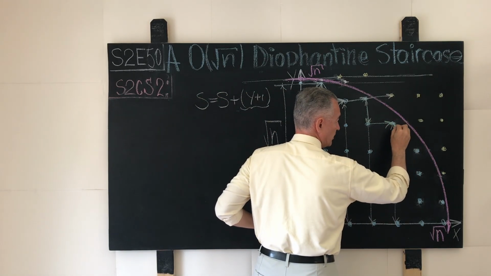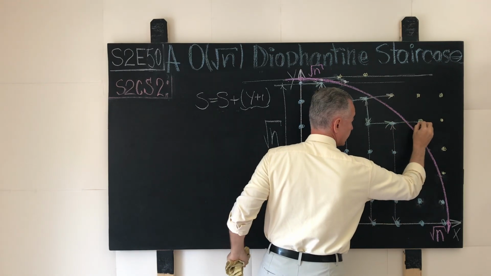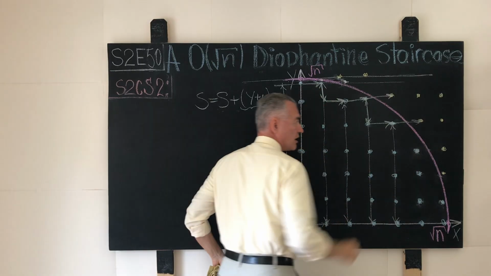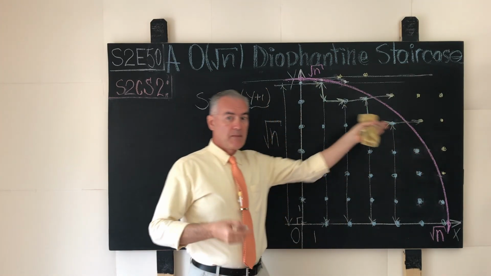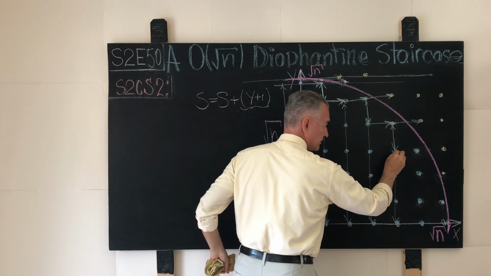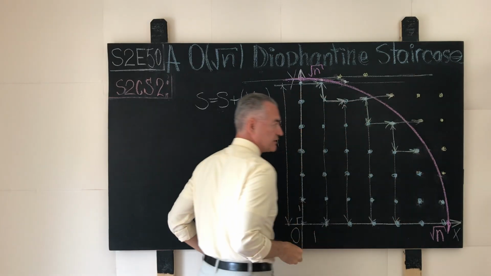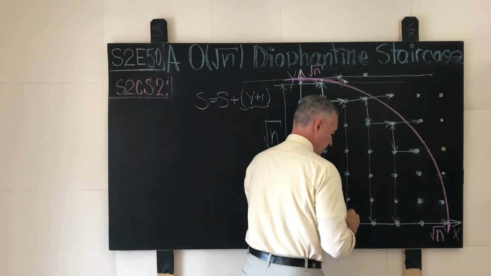And we added that many points to our sum total right here. Step right once. Are we still under the arc of the bounding circle? No, we're not. Back up once, go down here once, test, and then right. Are we under the arc of the bounding circle? Yes. Add that many points.